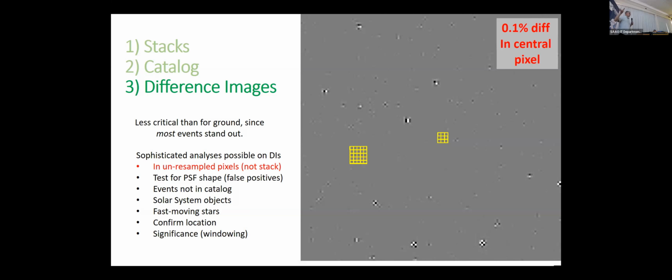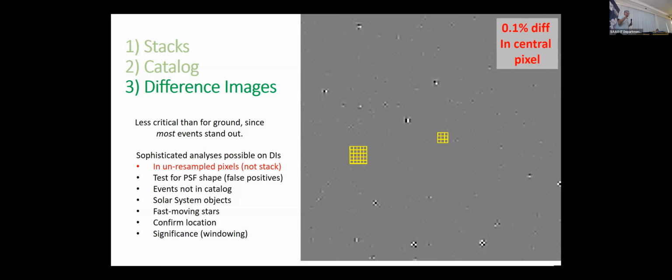You can sort of window, even though you can't make a super sampled stack with just 5 or 10 images because the sampling, you need to deal with it. But with the difference images, you can say, okay, let's look at 5 images in a row and see how significant the difference event at this location is. And you can add them all together.